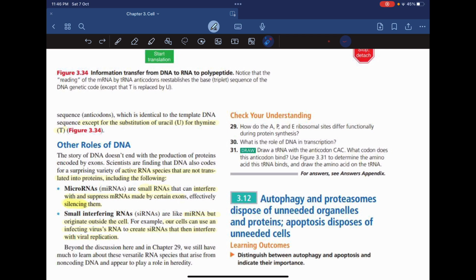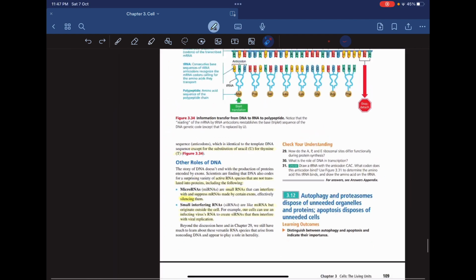Okay, so how do the A, P and E ribosomal sites differ functionally during protein synthesis? A is the entering site, P is the growing site, and E is the exit site. What's the role of DNA in transcription? It's the template for protein synthesis.